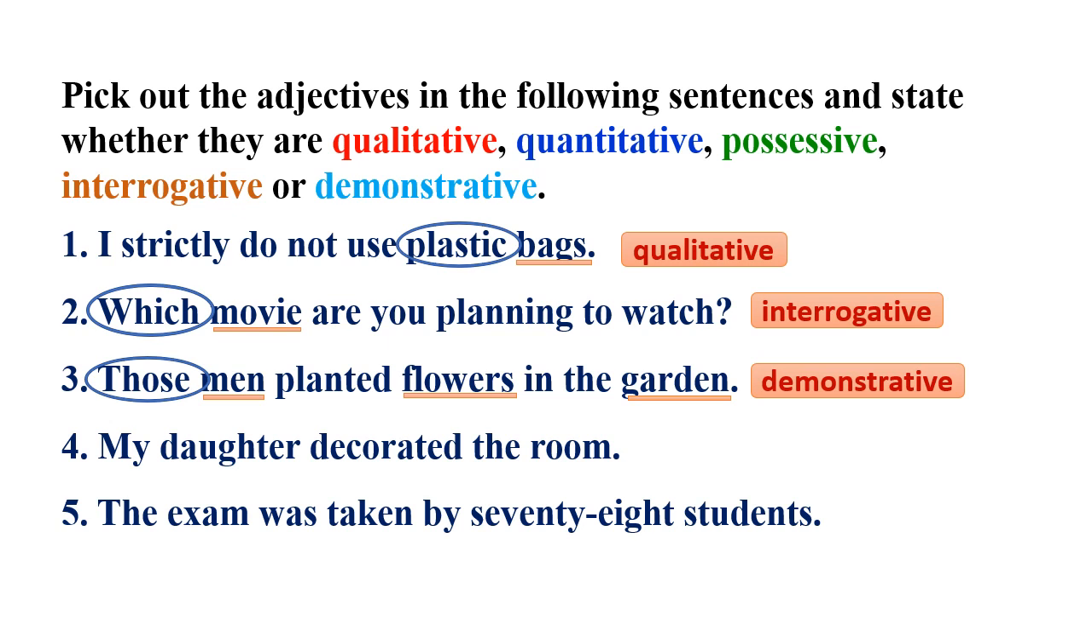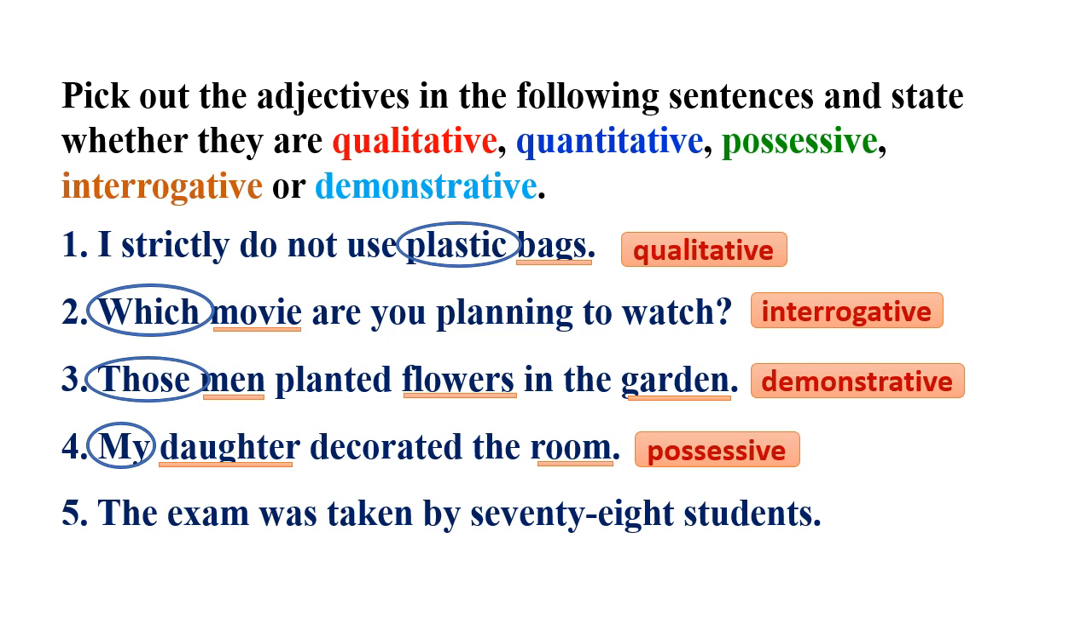My daughter decorated the room. The nouns in the sentence are daughter and room. The adjective my, which appears right before the noun daughter, helps to show relationship. So it is a possessive adjective.